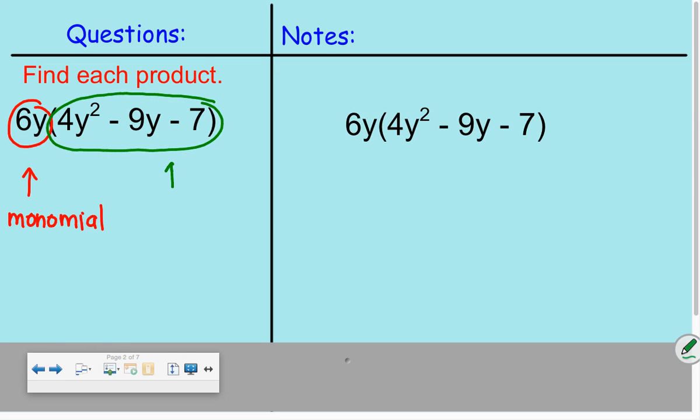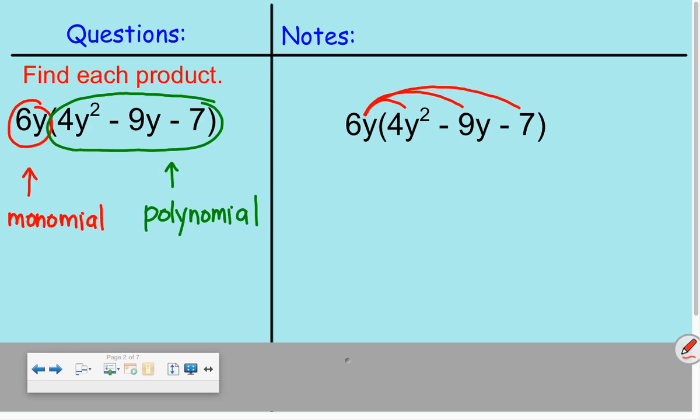is a polynomial. So when you look at the essential question in the lesson name, and it talks about multiplying a monomial by a polynomial, that's what you're doing. You're taking the monomial, 6y, and multiplying it by the polynomial, 4y squared minus 9y minus 7. So here's what you do in this section. You're going to distribute 6y to those three parts.